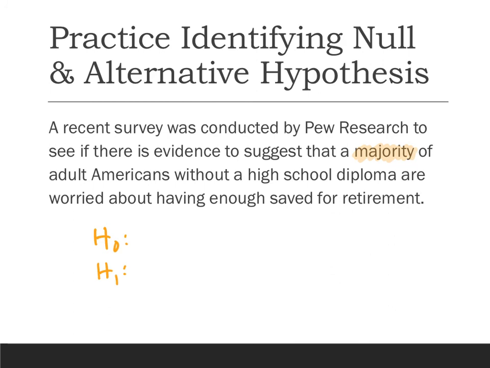Is there evidence to suggest that a majority of adult Americans, anytime we have that majority, you should think majority means more than half. If I'm thinking about half, I'm thinking about proportions. And of course, more than half, so that means that my null hypothesis will be that P equals 0.5. Majority means more than half. So that's going to stay 0.5, but I'm going to be greater than.